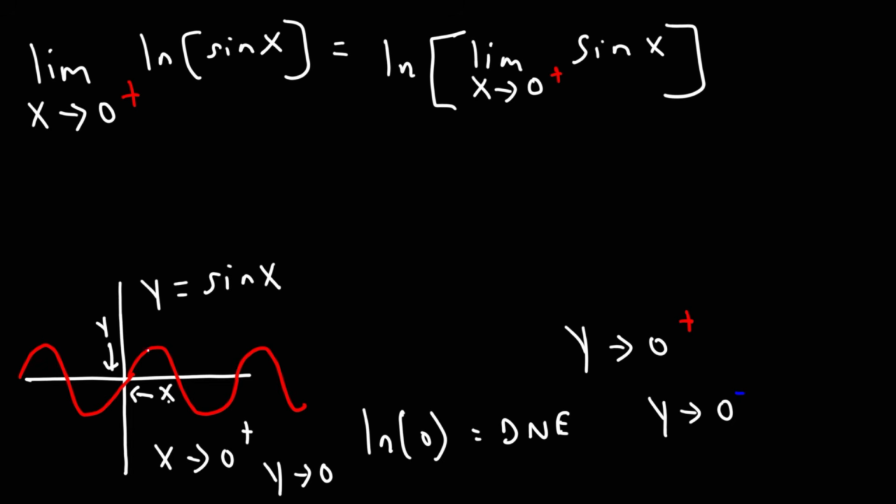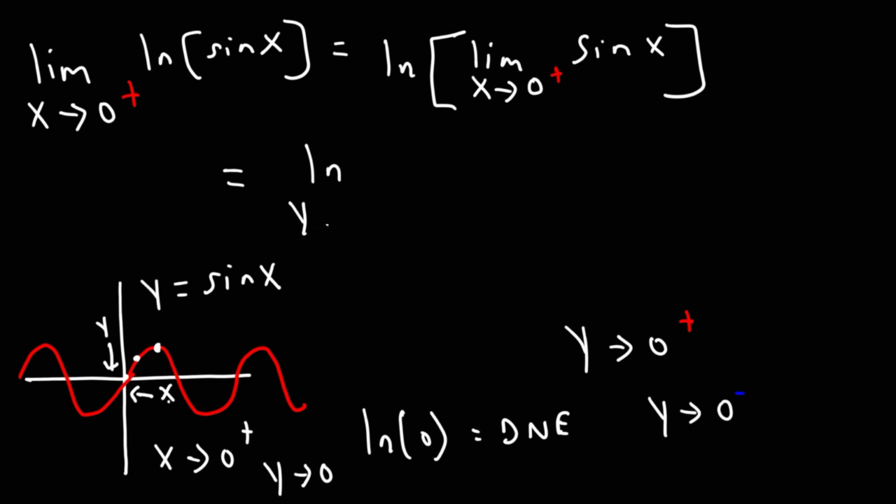If we follow the curve, notice that the y values go from a positive value to 0. So at this point, y might be 1, here might be 0.5, and now it's 0. So y is approaching 0 from the right, or from above. And we define sine x to be y. So as x approaches 0 from the right, y equals sine x. That y value approaches 0 from the right as well.